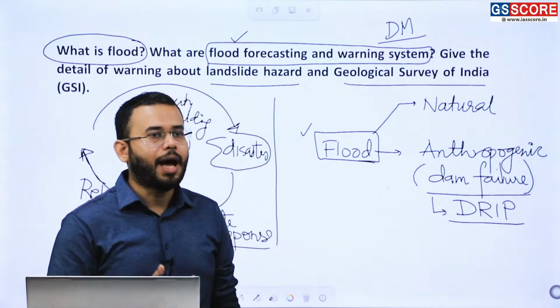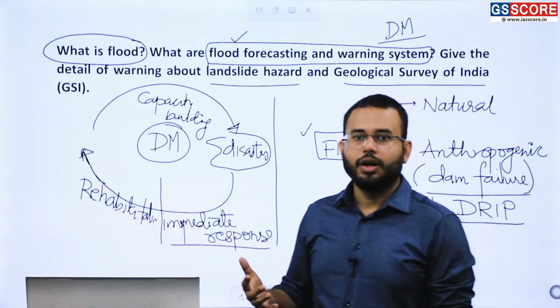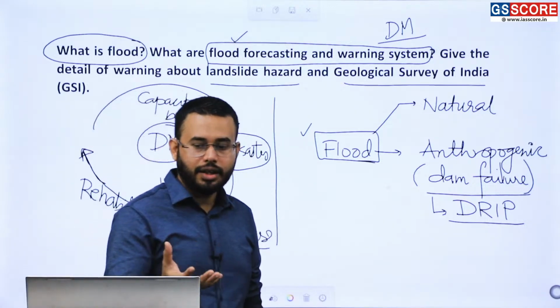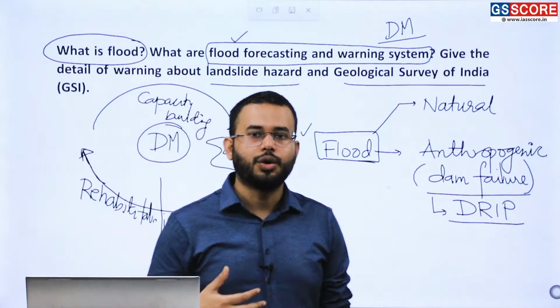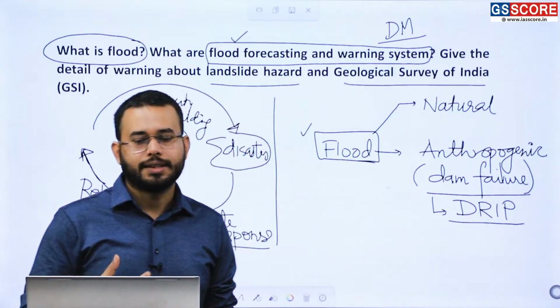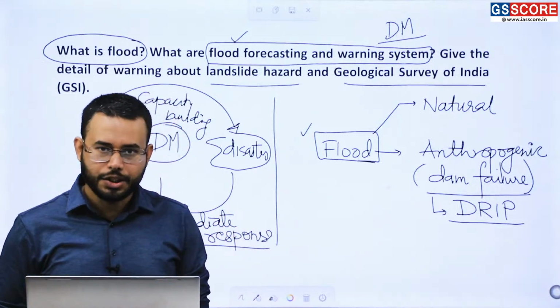So this can happen with other disasters as well, like landslides. Generally landslides and earthquakes are immediate events, but there the role of community preparedness is also there. So this is one of the major capacity building exercises when we talk about disaster management, right?